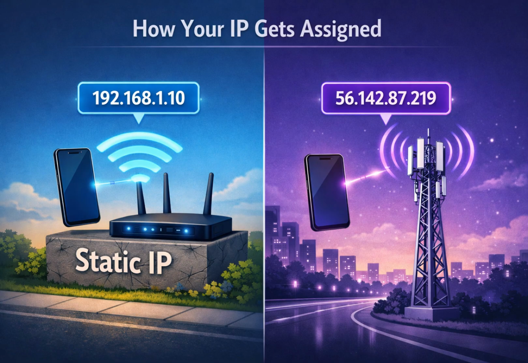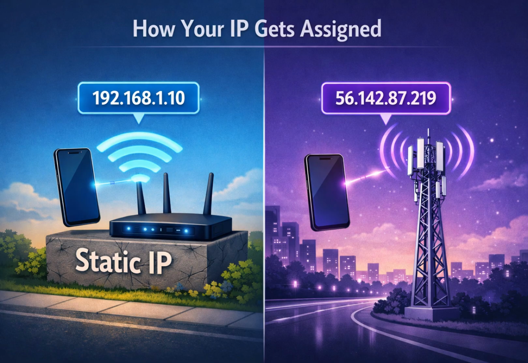Now let's put everything together and understand exactly how your IP address gets assigned in different situations. When you connect to Wi-Fi at home, your phone connects to your router wirelessly. Your router's DHCP system automatically assigns your phone a private IP address, something like 192.168.1.5. Your router then connects to your ISP, which assigns your router a public IP address. So your phone has a private IP inside your home network, and your router has a public IP that the Internet sees.